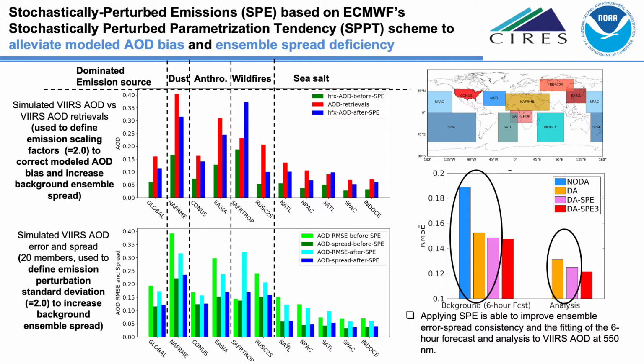We further tested the SPE in our cycle experiments. In this bar plot on the right, by comparing the orange bar without applying SPE and the pink bar with applying the SPE, you can see that SPE is able to improve the fitting of the 6-hour forecast and analysis to VIIRS AOD at 550 nanometer, which is related to its improved background error and spread consistency. So in our near real-time experiment, we're going to further tune the scaling factor and perturbation standard deviation for the SPE method and further examine its impact on the data assimilation.